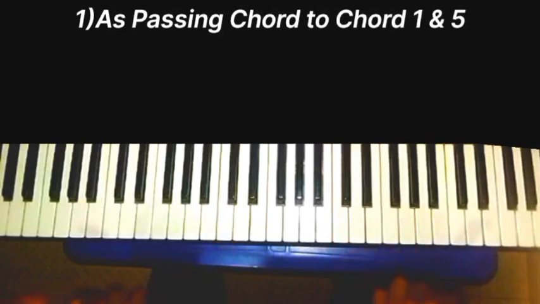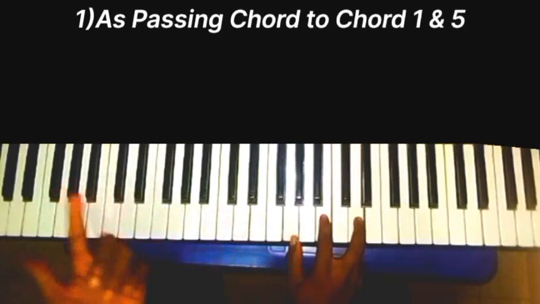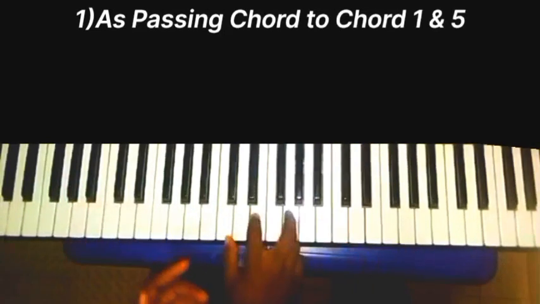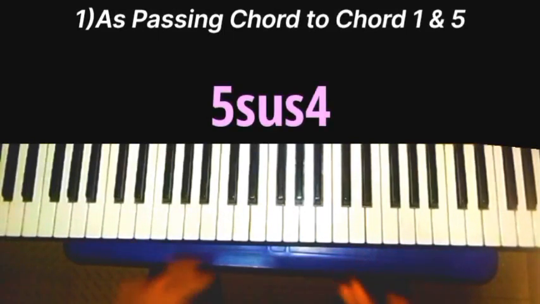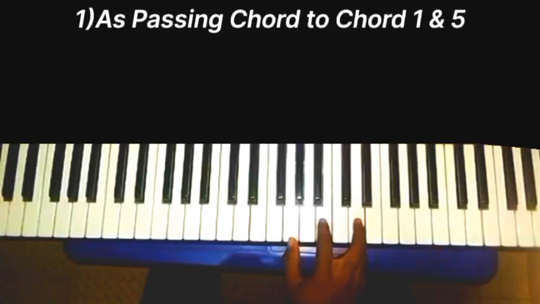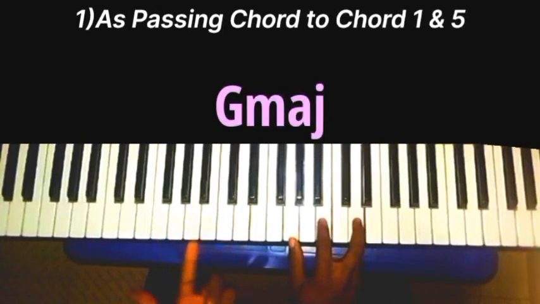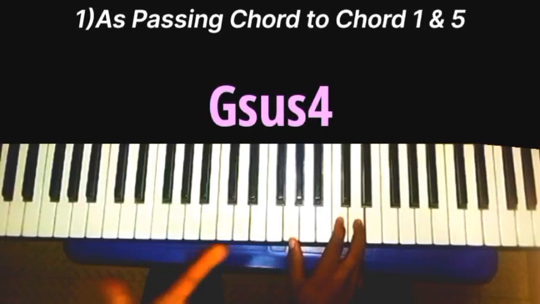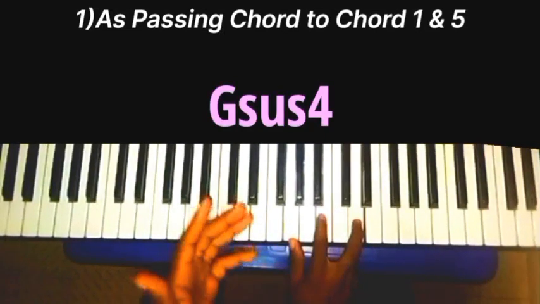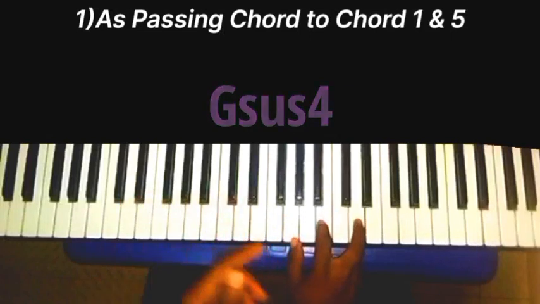When I say chord 5, this is the chord 5, which is the G major chord. When I say chord 1, this is chord 1. The suspended chord we're going to be using in this case is the 5 sus4. That is, if this is my 5th chord in the key of C, turn it into a suspended 4th by shifting it 1 note up. So this chord leads you very well as a passing chord to the 5 chord.